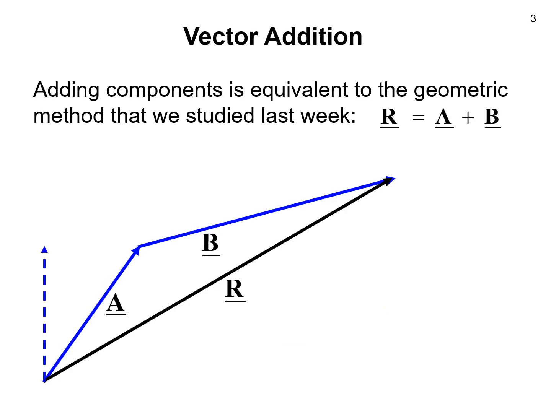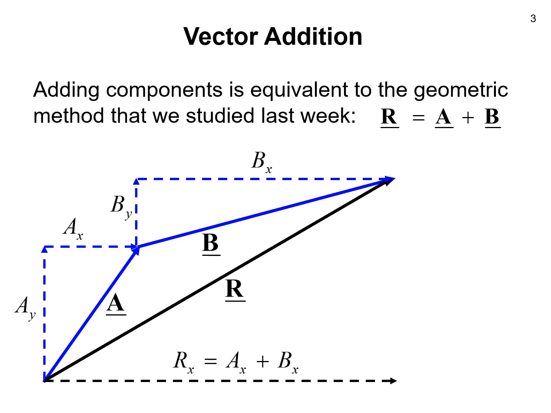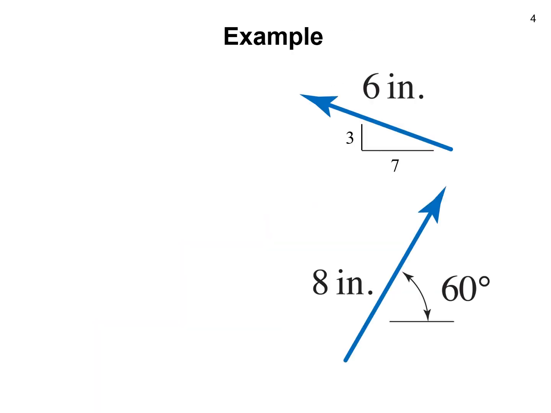And so therefore, I can have the resultant also in its i and j components. Graphically, this says draw A and B with its components, and the resultant vector R is ultimately drawn such that the total x component is the sum of the initial x components, and the total y component is the sum of the initial y components.